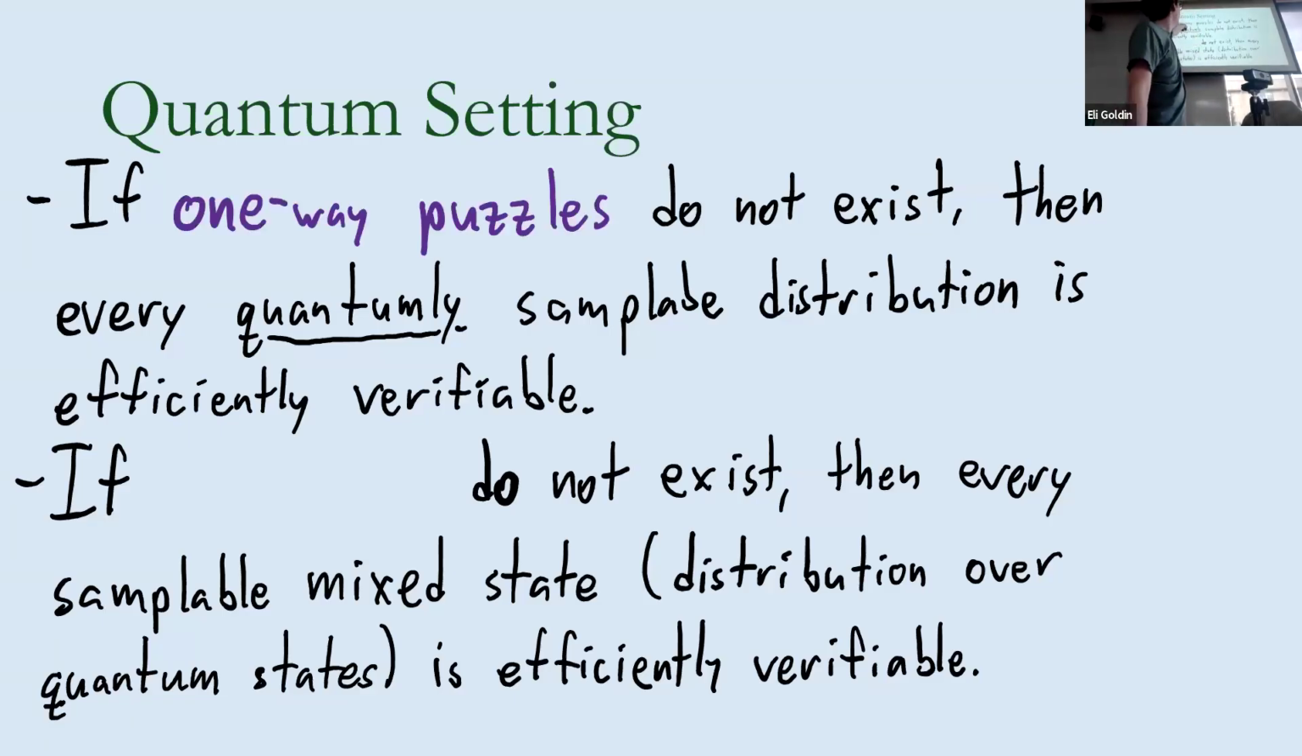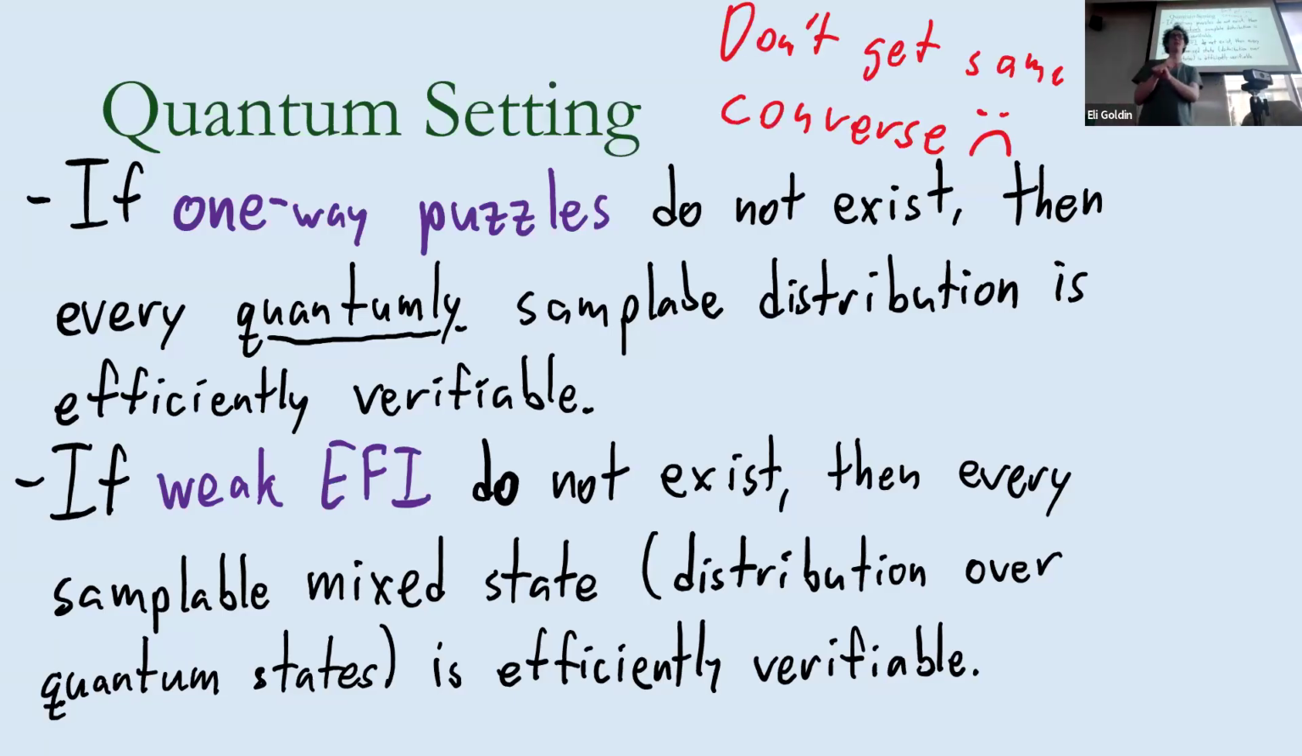We show that if one-way puzzles do not exist, which are a primitive that I'll define later, then every quantumly samplable distribution is efficiently verifiable. And in the quantum case for quantum states, we show that if weak EFI does not exist, which I am not going to define, but essentially, if you know what EFI is, it's EFI with a very, very weak security parameter, then every samplable mixed state is efficiently verifiable. Unfortunately, we do not get the other direction as we do in the functions case.